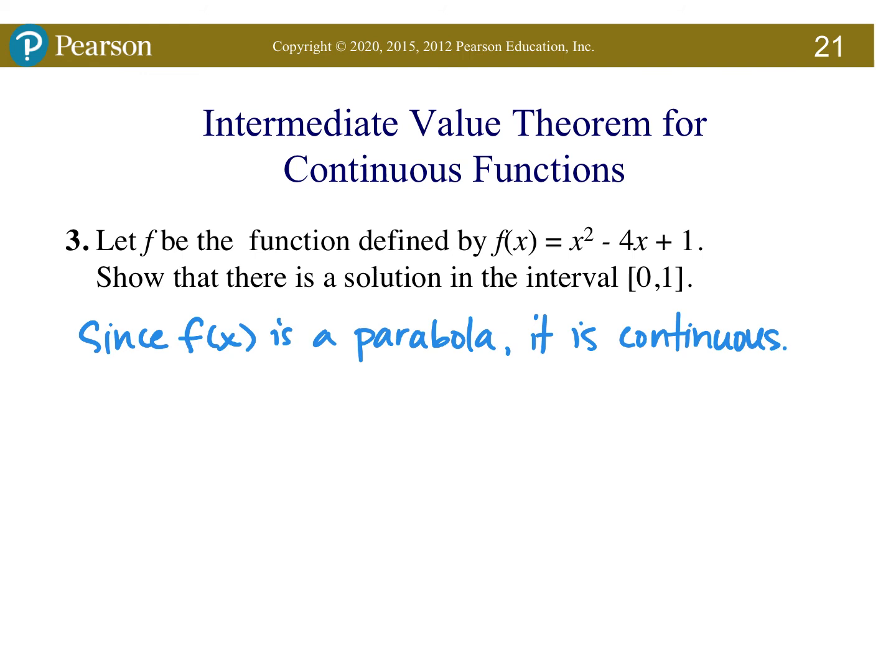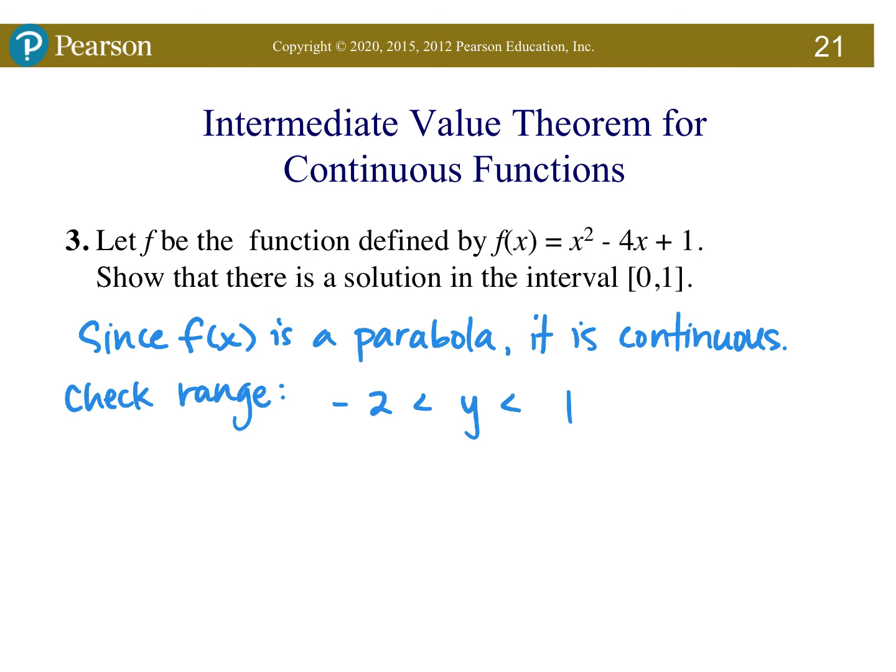Now I want to check the range. Okay, I know my domain. My domain is from 0 to 1. Now I want to check the range. Okay, plug in 0. What do you get? 1. Plug in 1. What do you get? -2. So my range is from, even though I got 1 first, my range is from -2 to 1.